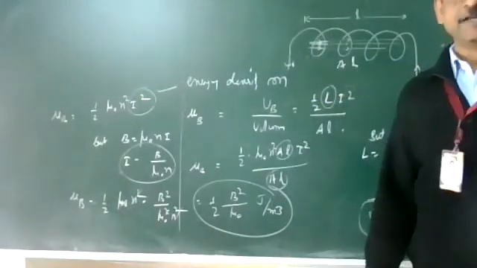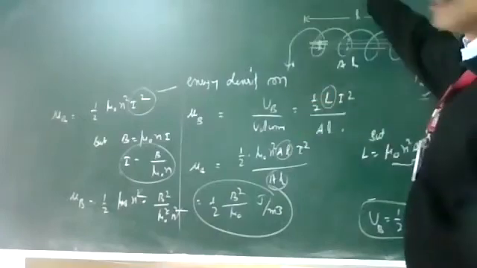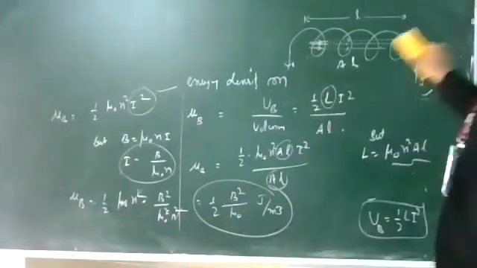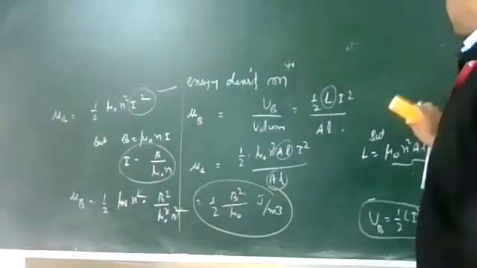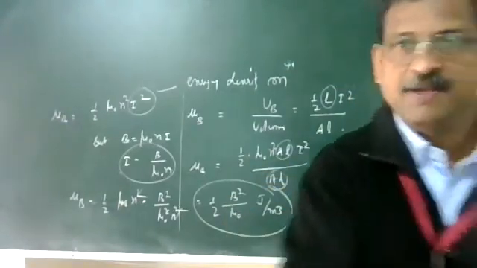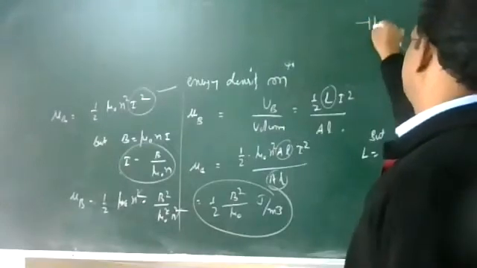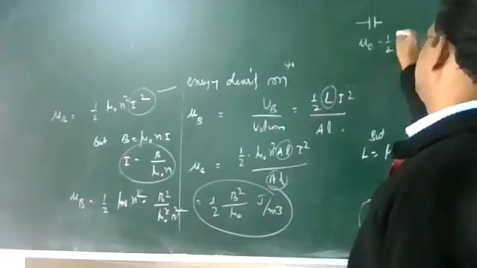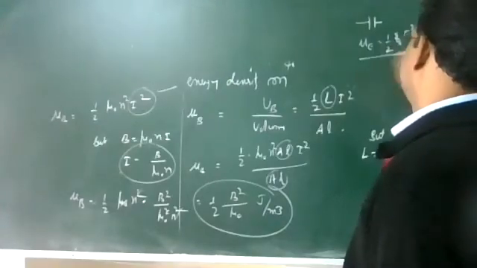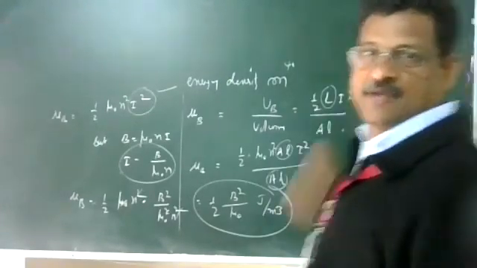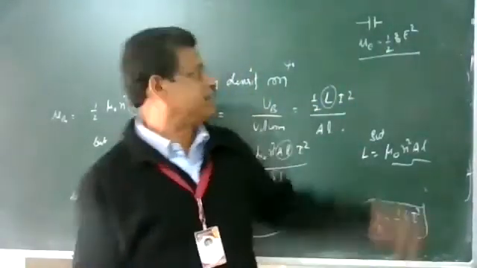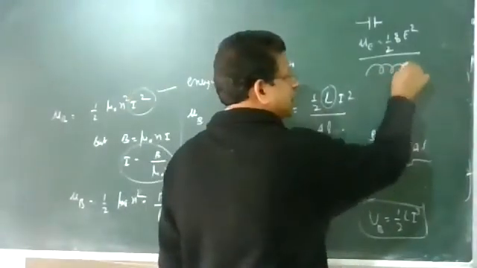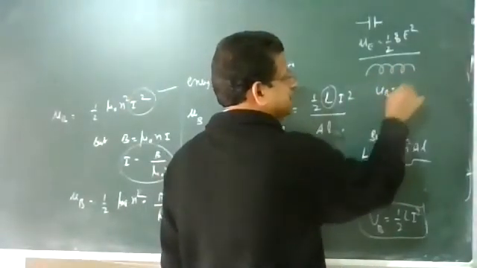And if you just see in the case of a capacitor, what is the energy density? Energy density of a capacitor is half epsilon zero E square. Energy density of a parallel plate capacitor is half epsilon zero E square. And if you have a coil, its magnetic energy density is B square by 2 mu naught.